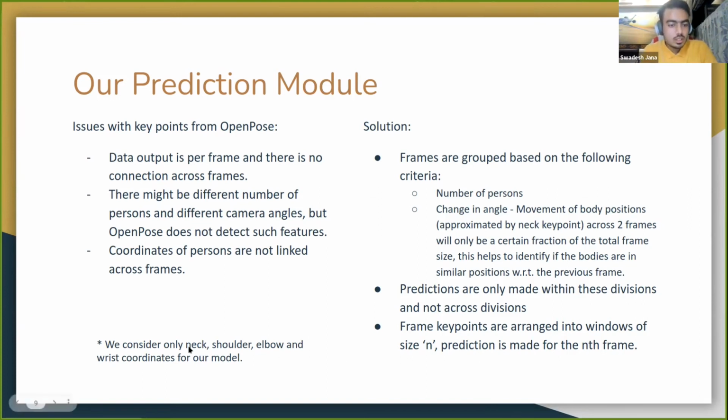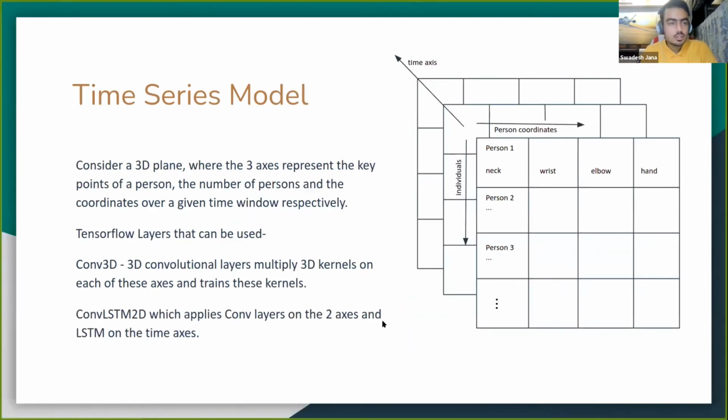Also, we considered only neck, shoulder, elbow, and wrist coordinates for our model, and it works well. I'll also show the output in the later slides. Okay, so this is going to be a bit technical and related to computer science.